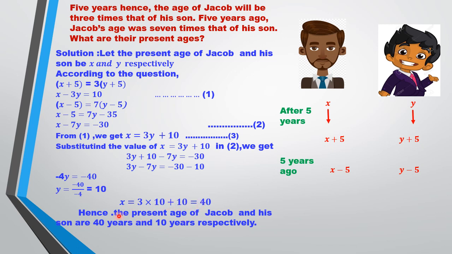Now the present age of Jacob is 40 years and his son is 10 years old, because the value of y is the age of the son. So the son is 10 years old, and Jacob's age we got from here, x is equal to 40.